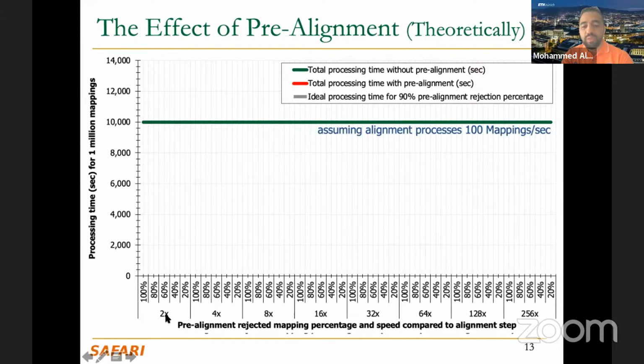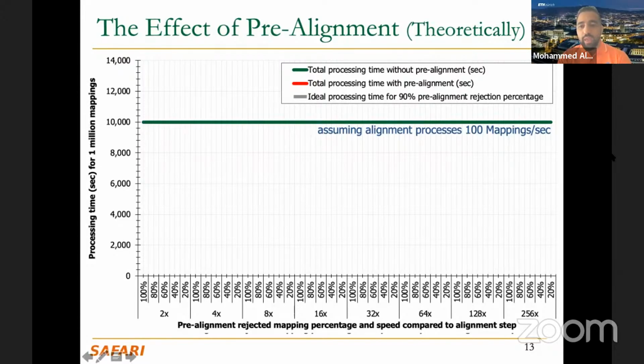The second row is the speed of the filtering compared to the sequence alignment. So if the filter is 2x faster than the alignment, or 4x or 8x, and so on. So we have 8x, 16x, 32x, and so on. Now the green line, or the y-axis first, is the processing time for 1 million mappings. So for example, at this point, we have 10,000 seconds for 1 million pairs, right?